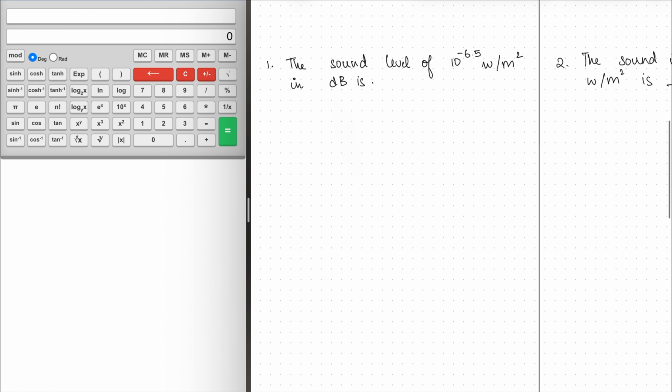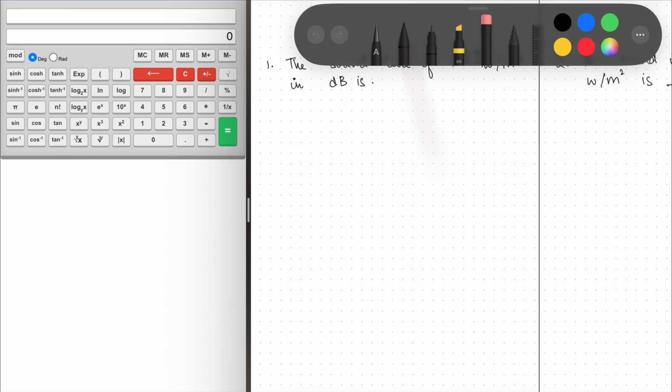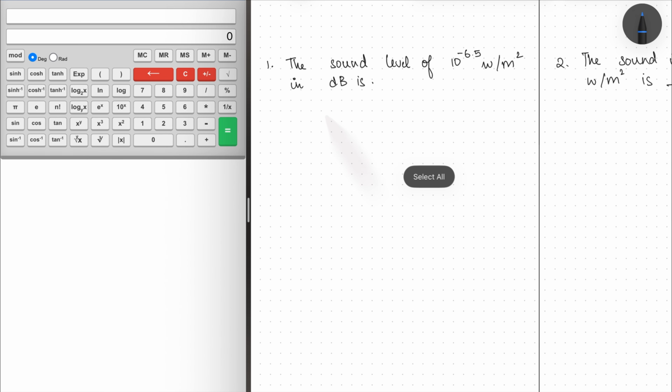So the sound level of 10 to the power minus 6.5 watts per meter square in dB is. So we know the formula for this, which is SIL, sound level, is equal to 10 log of I by I naught, right? And we know the value of I naught is 10 to the power minus 12. So 10 log of 10 to the power minus 6.5 by I naught, which is 10 to the power minus 12.